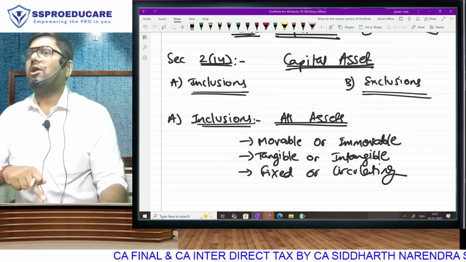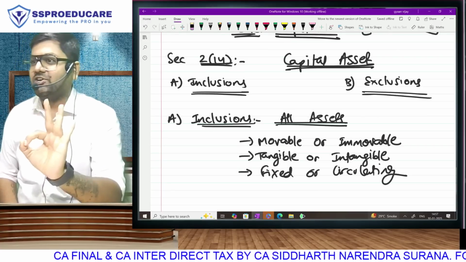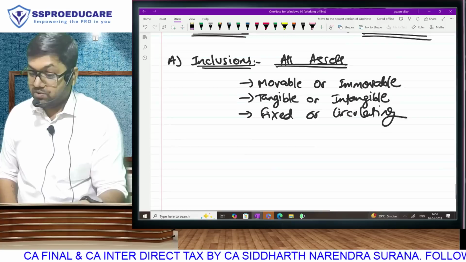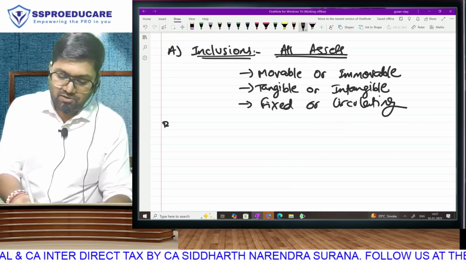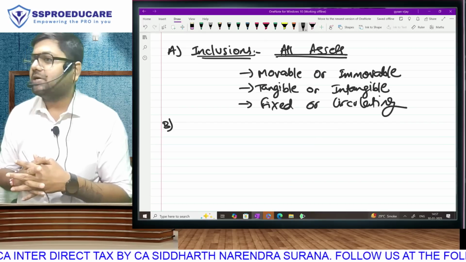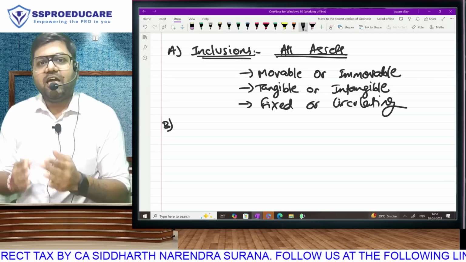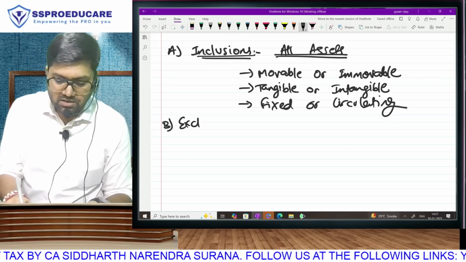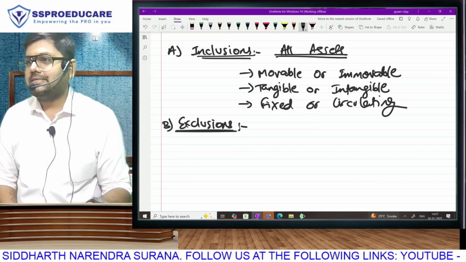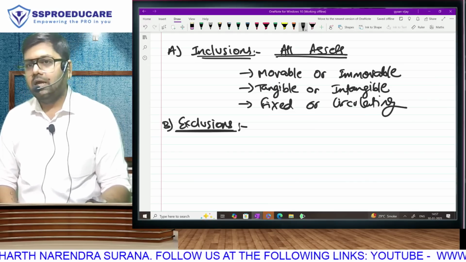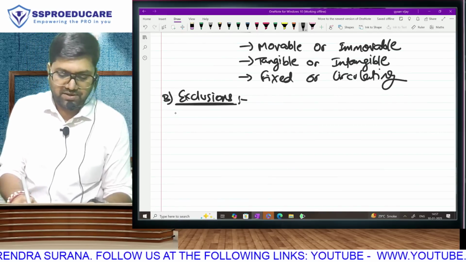Because inclusions are poorly defined, I am heavily dependent on exclusions. I was not interested in them, but I am doing it because inclusions are not appropriately defined. Clear? Which means what do you take home from here for exam perspective? What is capital asset? Anything that does not come under the exclusions will be considered as a capital asset. Correct? Everyone is with me? Chalo. So let us understand what are the exclusions one by one.